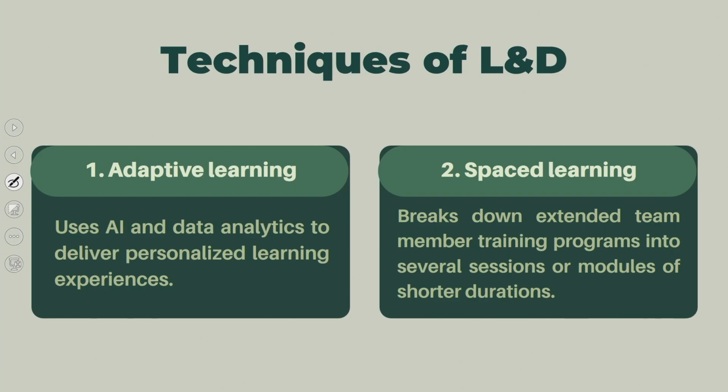As the name suggests, adaptive learning uses AI and data analytics to deliver personalized learning experiences. So the system adjusts the content, difficulty, and learning pace based on the individual's performance, learning style, and progress. So you see, adaptive learning is ideal for continuous professional development, technical training, compliance, and personalized learning needs. So if you ask me, with respect to adaptive learning, what are the advantages of adaptive learning? Let's look into that quickly. The first one would be personalized learning.